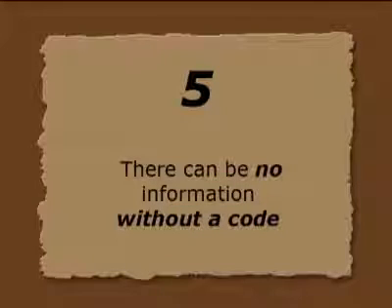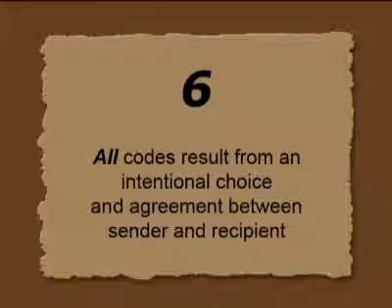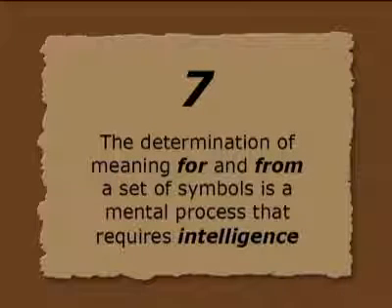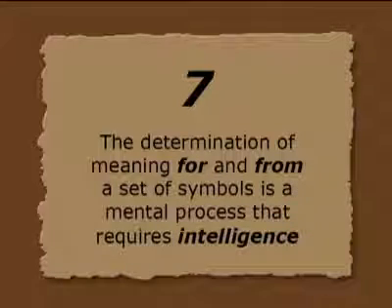We have seen it in the examples I showed to you. In all cases, there was a code system. Number 6, all codes result from an intentional choice and agreement between sender and recipient. Number 7, the determination of meaning for and from a set of symbols is a mental process that requires intelligence. That's what we see in all cases, in all known systems.